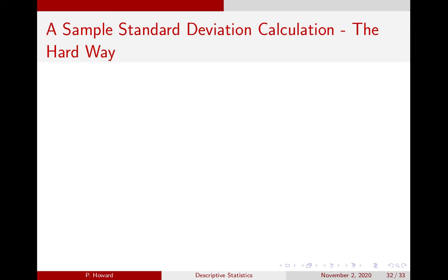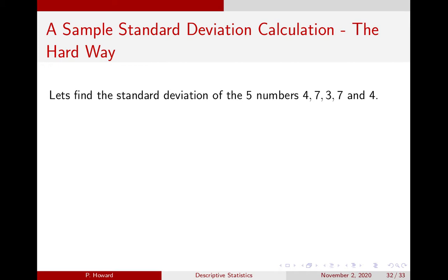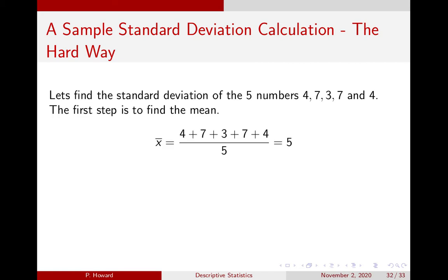And now let's try a standard deviation calculation the hard way, in other words, by hand. And I'm going to take a fairly small set of numbers: 4, 7, 3, 7, 4. Okay, so as you recall, you first need the mean of the numbers, the average. So x bar, in this case, I add the numbers and divide by 5. And I got 5. The mean of the numbers happens to be 5.